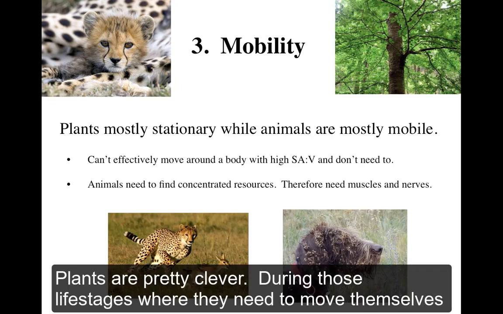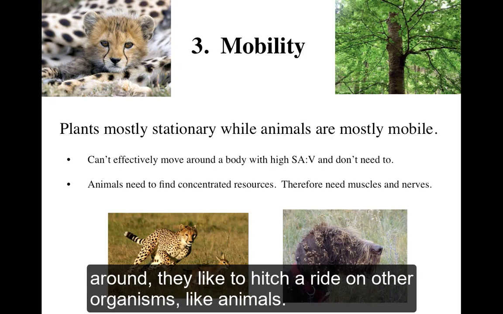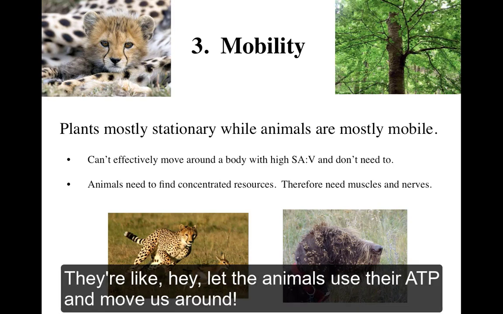Plants are pretty clever. During those life stages where they need to move themselves around, they like to hitch a ride on other organisms like animals. They're like, hey, we'll let the animals use their ATP and move us around.